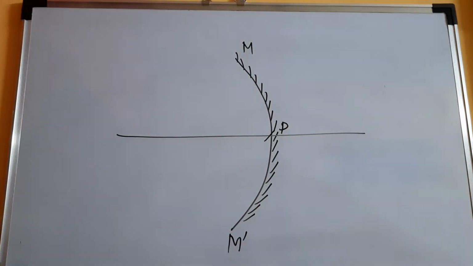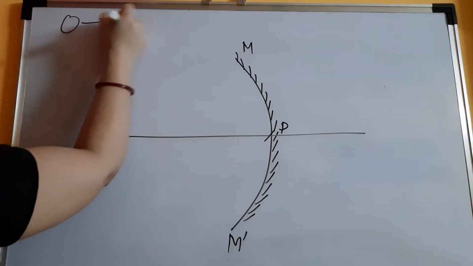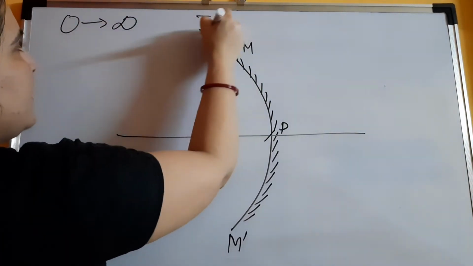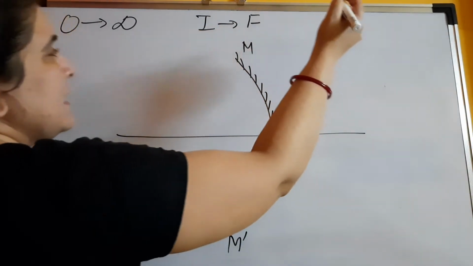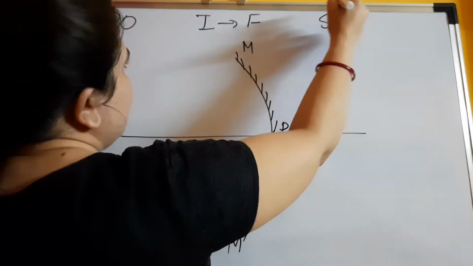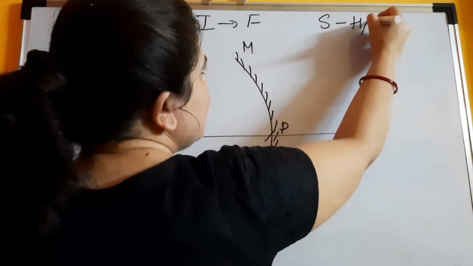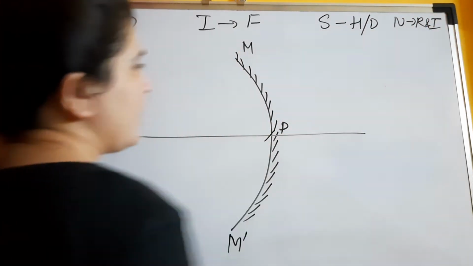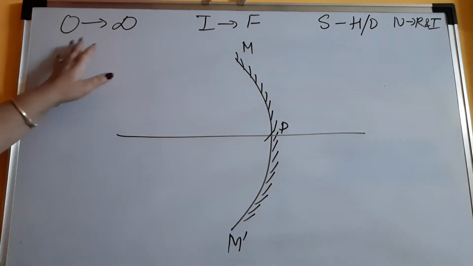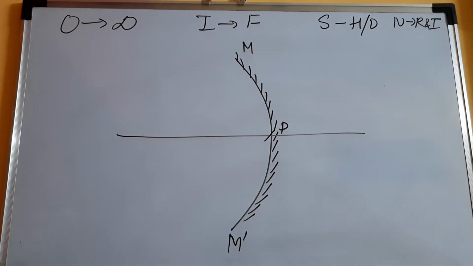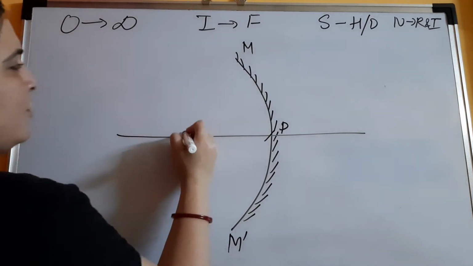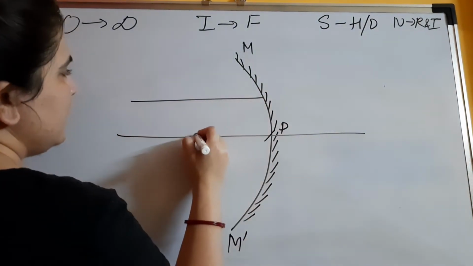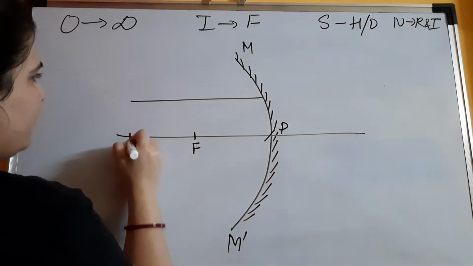And the first case that we had talked about was when the object is at infinity, image will be at focus, size will be highly diminished, and nature is real and inverted. Okay, so let's see. Because when object is at infinity, it means parallel rays will come. So I'm going to draw parallel rays here. Let's say this is the focus, this is the center of curvature.